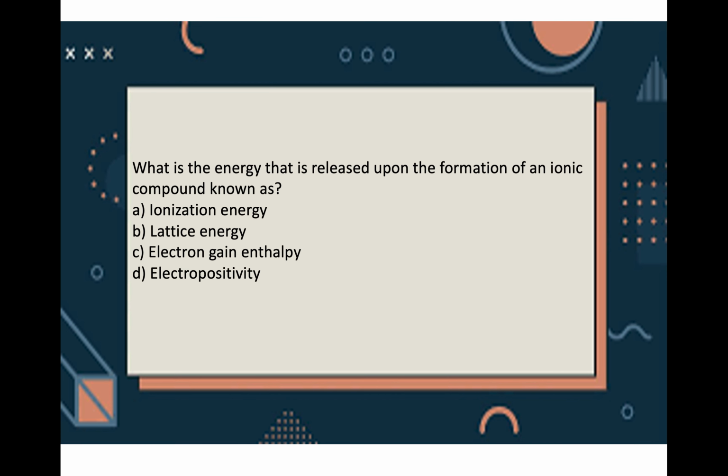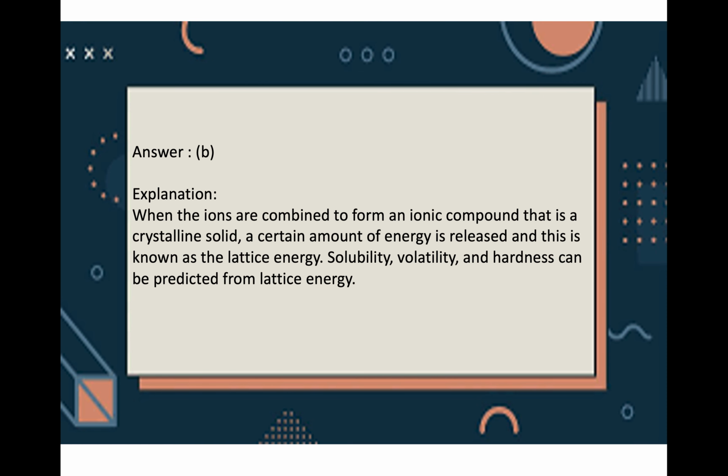Now next question is, what is the energy that is released upon the formation of an ionic compound? What is it known as? Is it known as ionization energy, lattice energy, electron gain enthalpy or electropositivity? The correct answer is B, lattice energy. So when ions are combined to form an ionic compound, that is a crystalline solid, some energy is released and this is known as lattice energy. Solubility, volatility, hardness, these can be predicted from lattice energy.